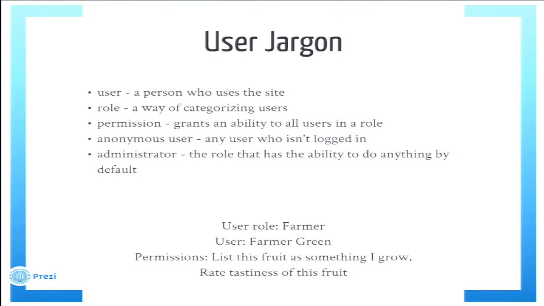And then there are other permissions like rate tastiness of this fruit. And that may be something I want everybody to do because I'm leveraging the social web, and so I want all my anonymous users to say, hey, I really like apples. Apples are a 5-star fruit or something. And so that's another example of a permission.